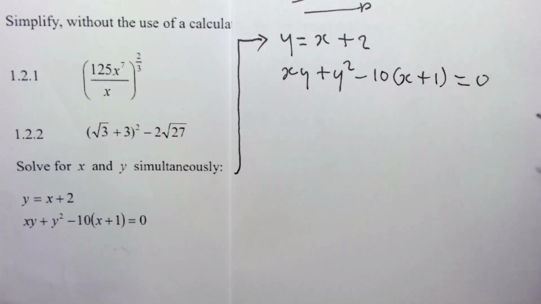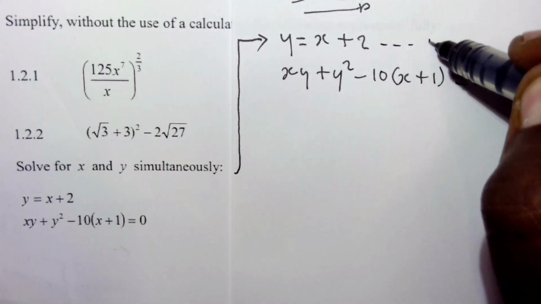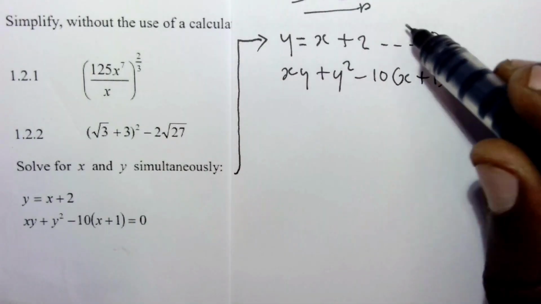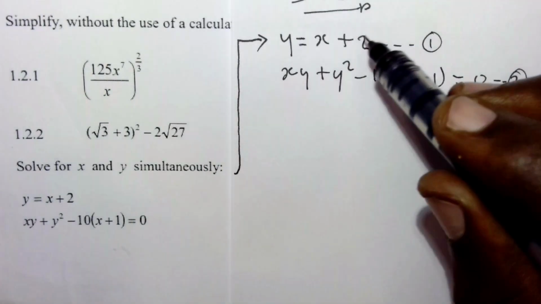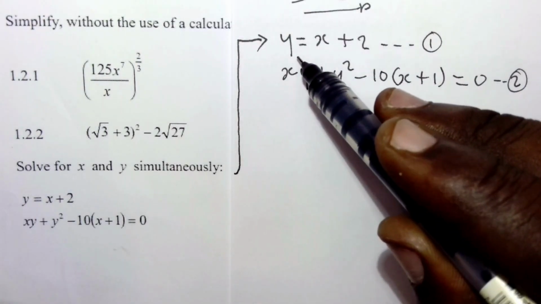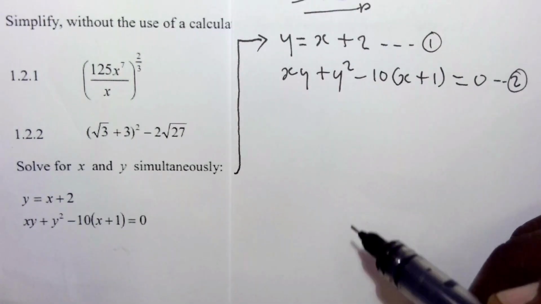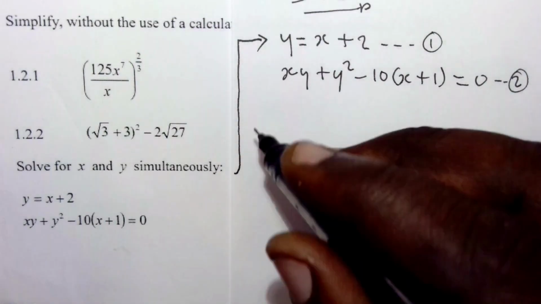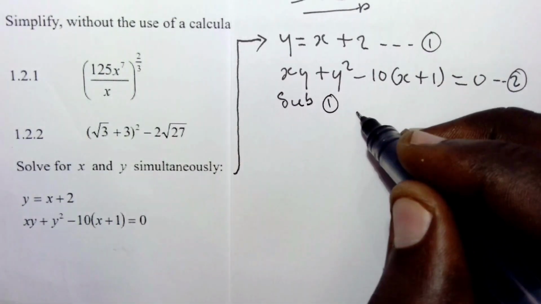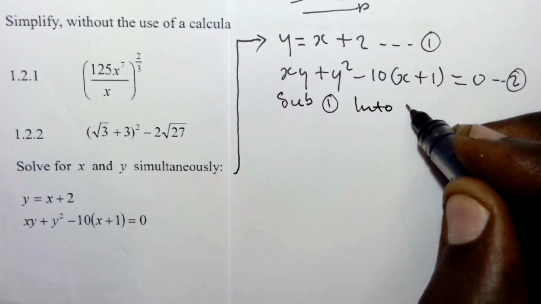This is simultaneous equation. So I need to name my equations. This is 1 and 2. When you pay attention to the given equations here, we don't need equation 3. Why? Because y is already the subject of the formula. So what next? The next thing is we are going to substitute equation 1 into equation 2.